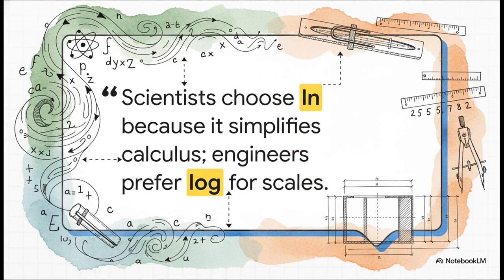And here's a final, really interesting distinction you might notice in your other classes. Scientists, especially in fields that use a lot of calculus, often prefer the natural log. Why? Because the special properties of e make a ton of their calculations way simpler. Engineers, though, often prefer the common log, base 10, because it aligns so perfectly with our standard number system and all those measurement scales.